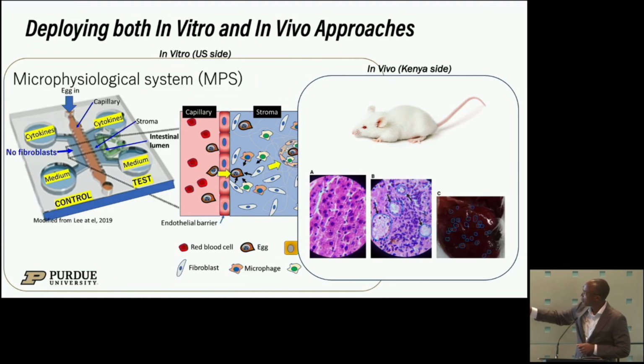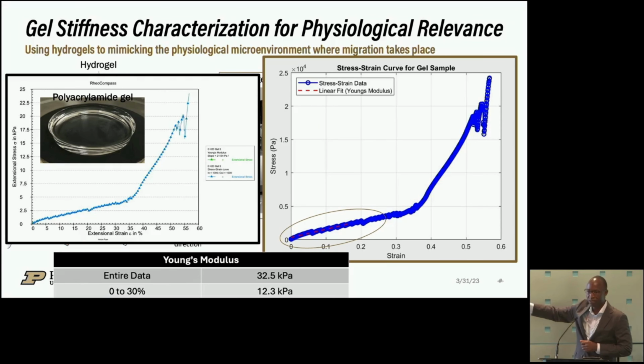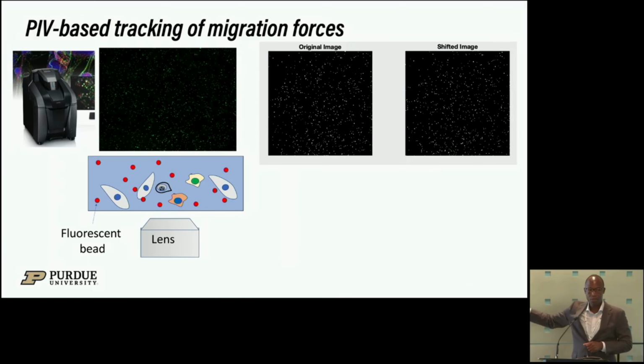So today, what I would like to tell you about is the work focused on mimicking the physiological environment using hydrogels. We are doing the stiffness testing here. We want to develop something that mimics what happens in vivo because the matrix stiffness is very important for the migration itself. So we are able to characterize the hydrogels and get the stiffness required. And again, we are using the PIV, which is particle image velocimetry, to try to track the movement of cells within the gel when they interact with the eggs.